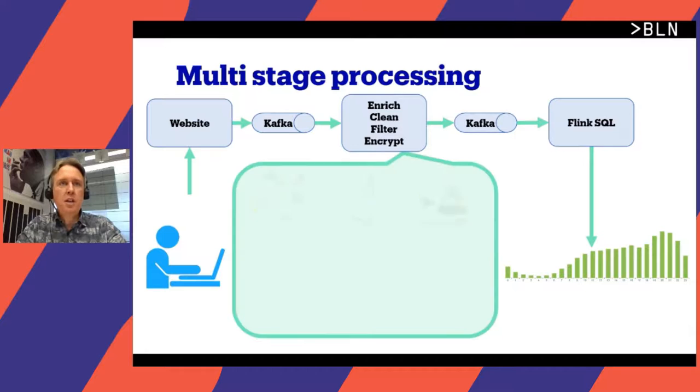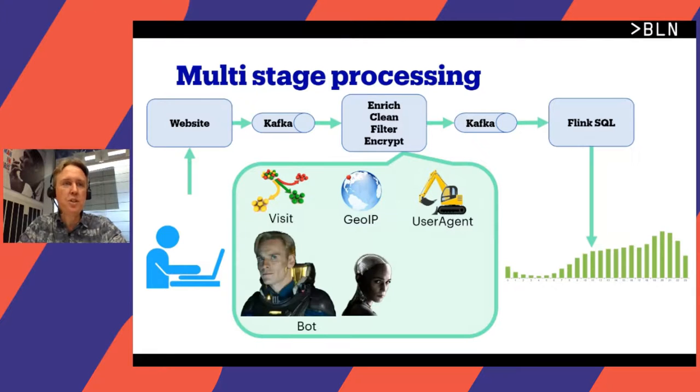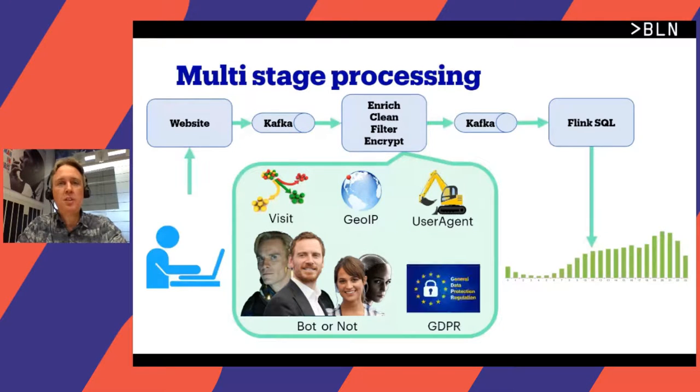This step determines visit. If a session is idle for more than 30 minutes, then a new visit starts. It slaps on IP information. Okay, based on the IP address, what country? It disassembles the user agent string to figure out, is it a phone or a tablet? And based on those assessments, we do our first assessment of is this a robot or not? And last but not least, we apply some GDPR processing. For example, the IP address is cleaned, is nullified.